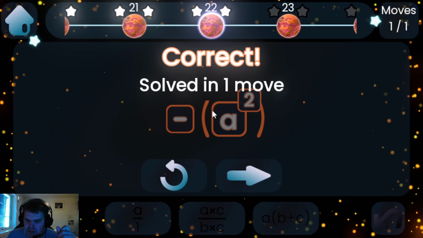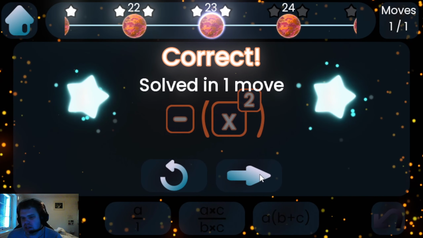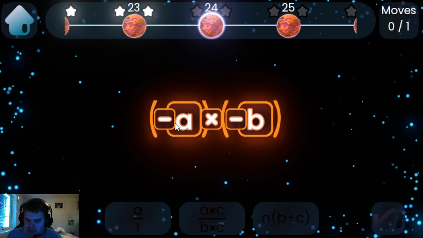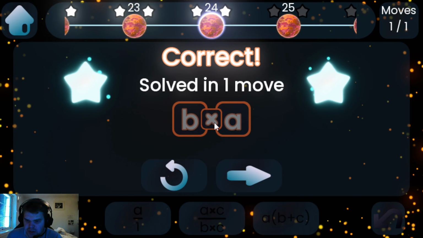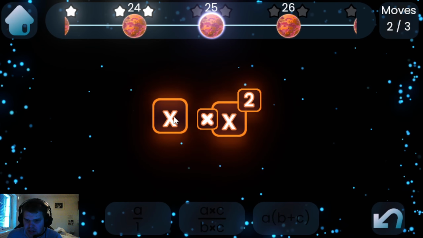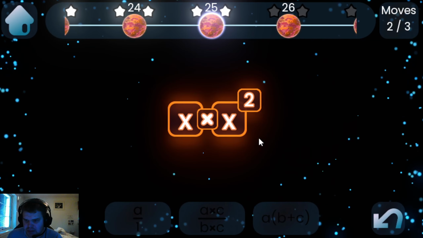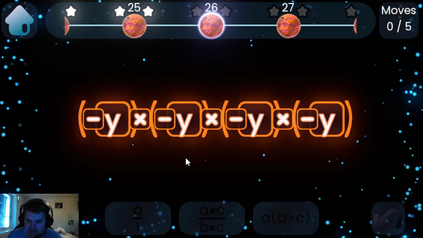Minus times plus is minus, and plus times minus is also minus. So it's just teaching you that these levels are not difficult. There's only really one thing you can do. Minus and minus is plus again, and then you drag them on top of each other. I could have done this as well, but it gets a bit messy. But technically it's possible.